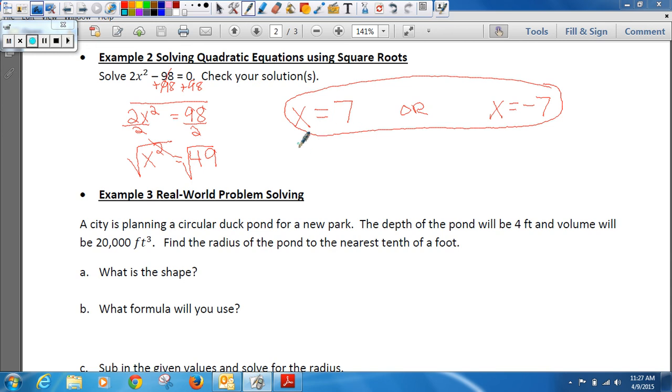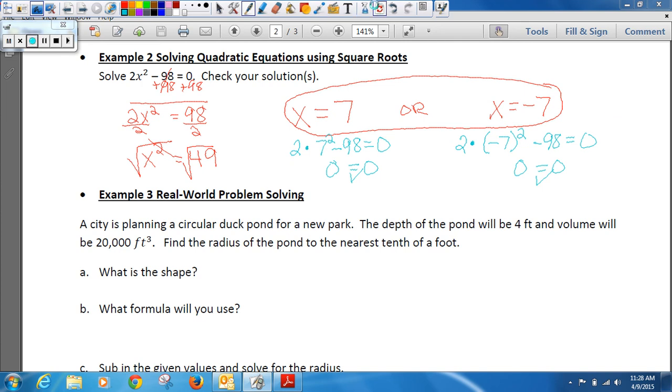If we check it, we plug it into the original. 2 times 7 squared minus 98, does that equal 0? Yes, 0 does equal 0 when I put it in my calculator, so it is correct. If I check negative 7, remember, be cautious when you put this in your calculator. You have to put negative 7 in parentheses, squared, minus 98 equals 0. And if I put that in my calculator, I do end up with 0 equals 0. So 7 and negative 7 are my 2 solutions that work.